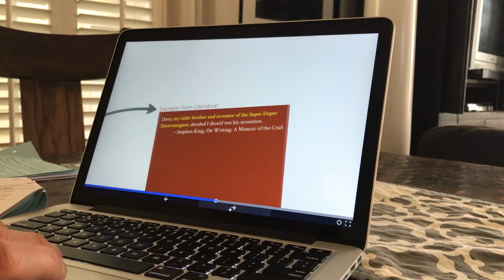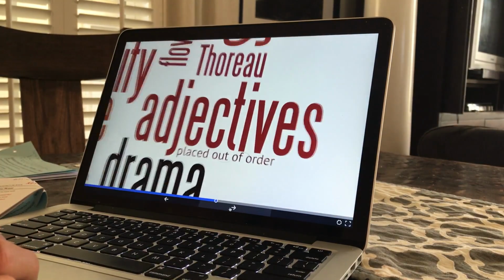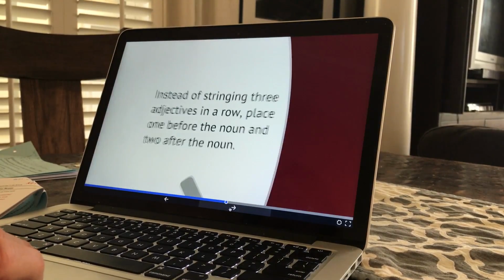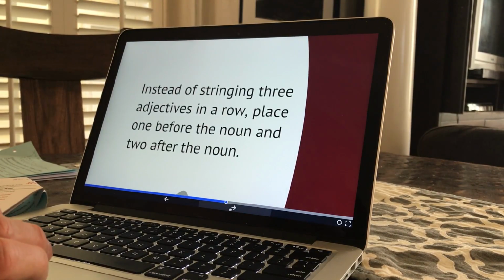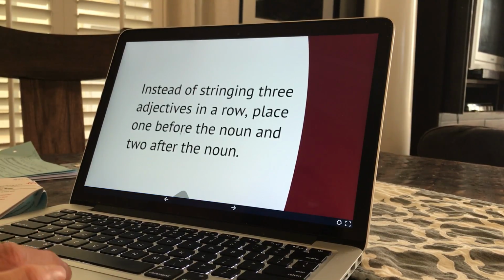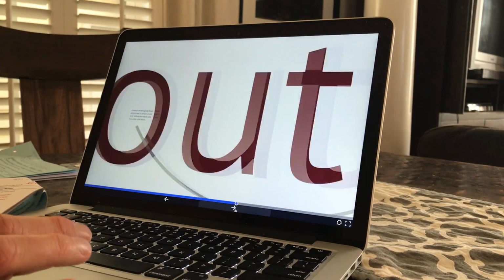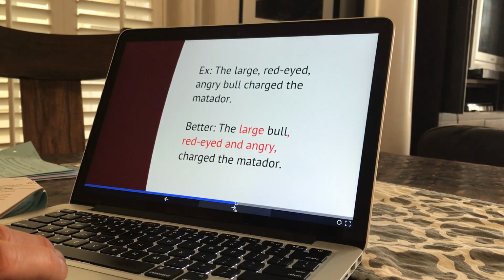Okay? All right, flip your page over and you're going to hit adjectives placed out of order. Adjectives are easy, but placing them out of order is different. Instead of just stringing 3 adjectives into a row, you're going to place 1 before the noun and 2 after the noun, and it really makes a big difference. I don't see y'all doing this much. This will be a new one for you to try. Here's the example. The large, red-eyed, angry bull charged the matador. Large, red-eyed, angry bull. Robbie, you read the better one. The large bull, red-eyed and angry, charged the matador. Yes.